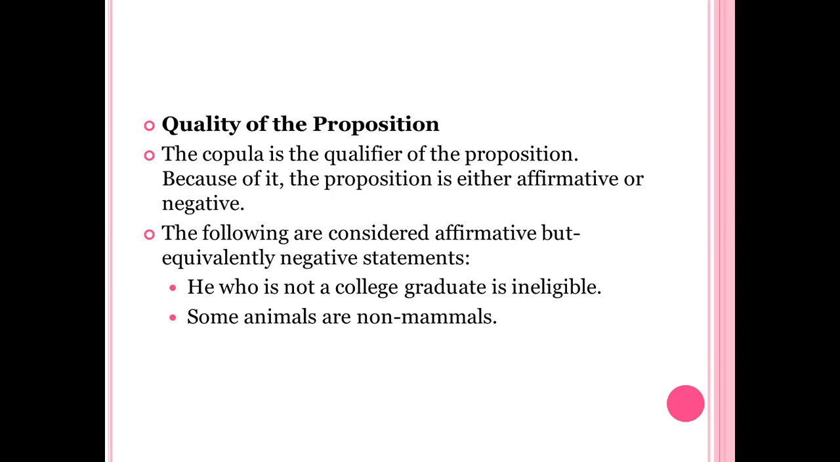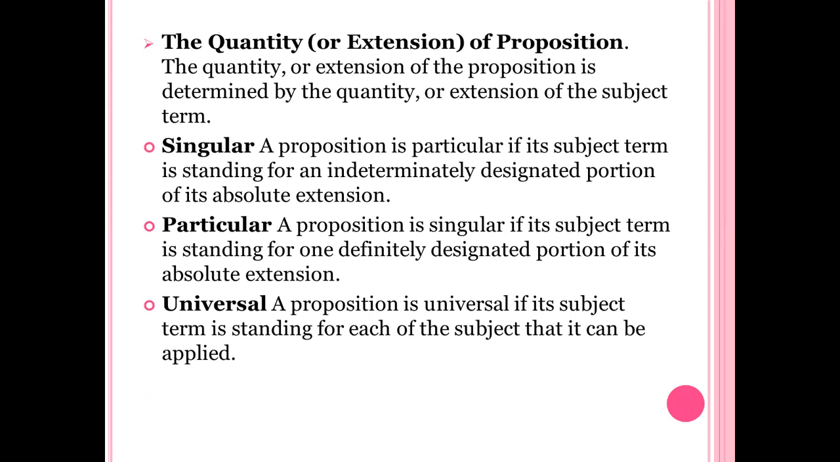Basically, if you want to know the quality of the proposition, you are going to use the subject, predicate, and the copula for determining the quality of the proposition. Now let's discuss the quantity or extension of proposition. The quantity or extension of the proposition is determined by the quantity or extension of the subject term.